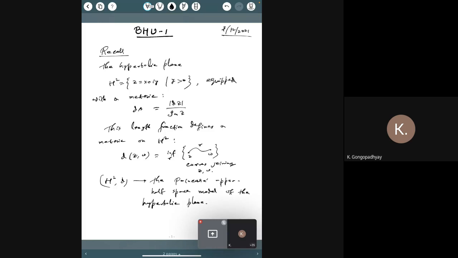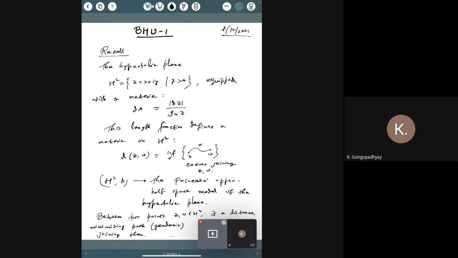All right. So between 2 points z and w in H2, there always exists a distance minimizing path, a geodesic, joining them. Okay.